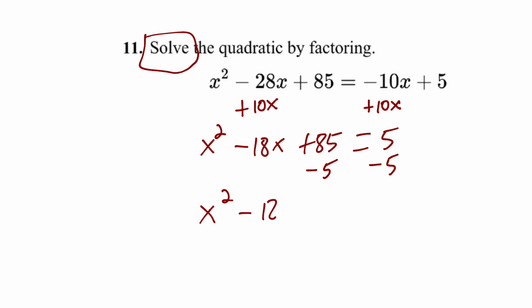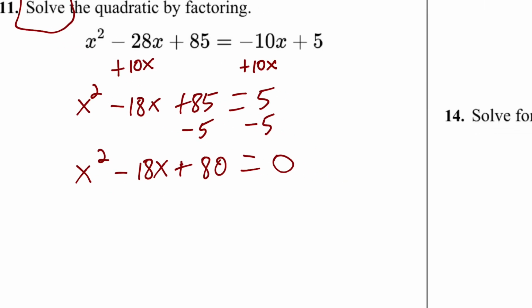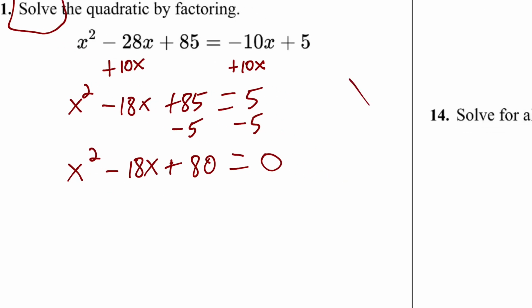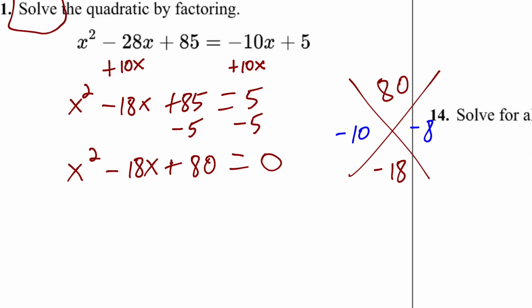X squared minus 18x plus 80 is equal to 0. Then I'm going to use the x method. So I'll do the x, 80 goes on top, negative 18 goes on the bottom. Two numbers that multiply to give me 80 are negative 10 and negative 8. And if I add them, I get negative 18. So I can rewrite this as x minus 10 times x minus 8 is equal to 0.